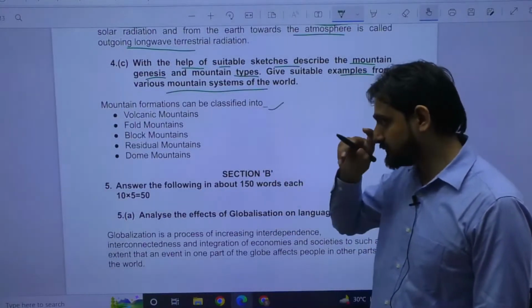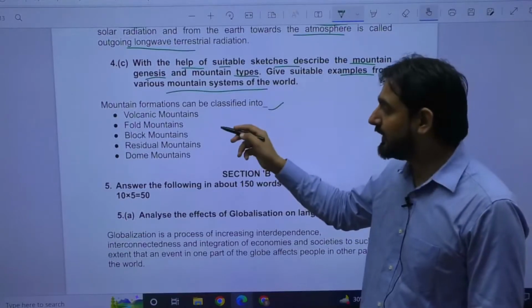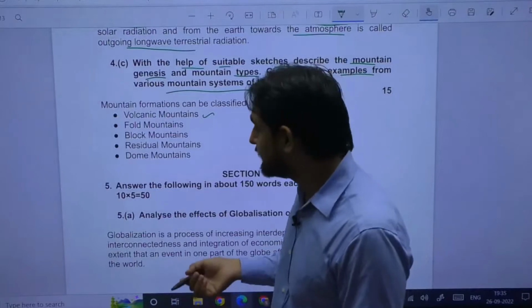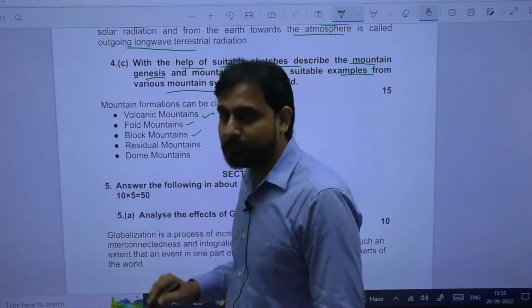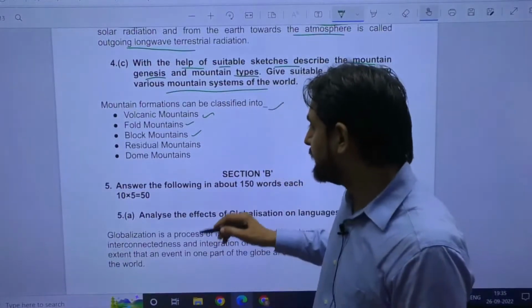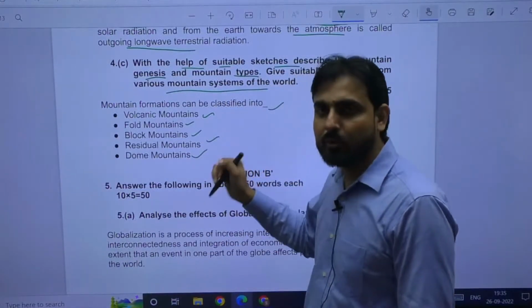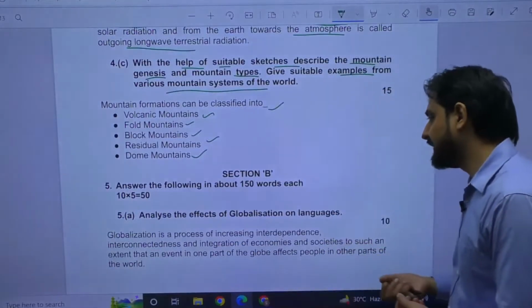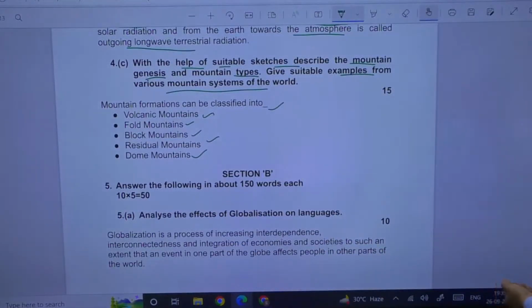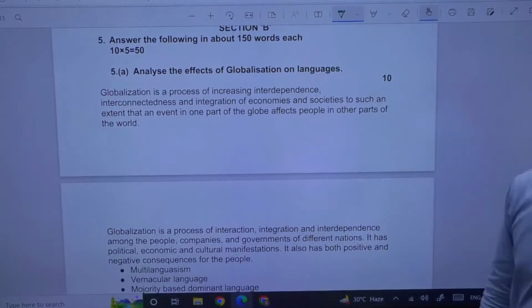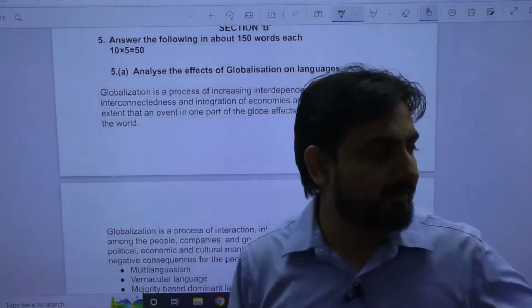Mountain forms, you can further classify into volcanic mountain, young fold mountain, block mountain. Then you can add residual mountain, then dome mountain. You can give one or two examples, and further you can sketch the genesis of these mountains. Then the requirement of this question will be satisfied.